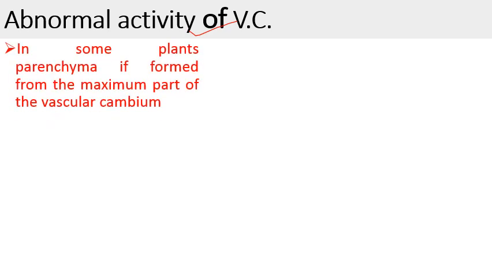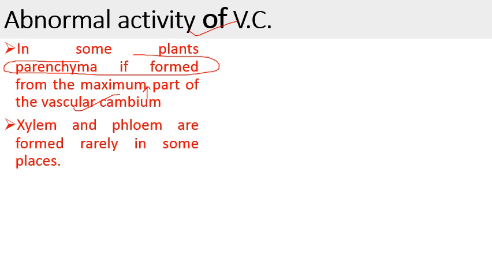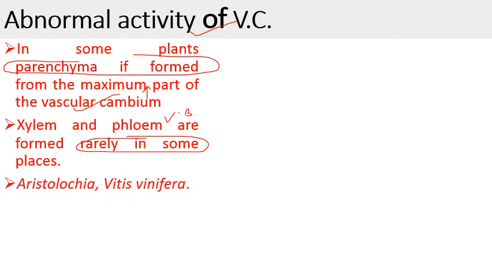Next reason is abnormal activity of vascular cambium. Previously we discussed abnormal position with normal activity of cambium. Here this is the abnormal activity of vascular cambium. In some plants parenchyma is formed from the maximum part of vascular cambium. Xylem and phloem are found rarely in some places, and vascular bundles are formed rarely. So it is the anomalous nature or abnormal activity of vascular cambium.